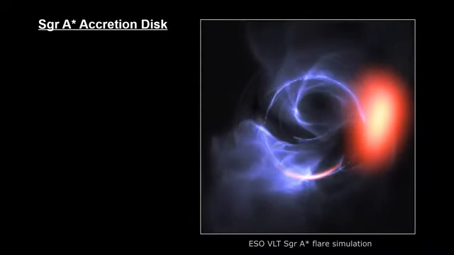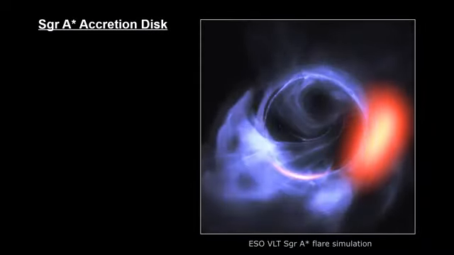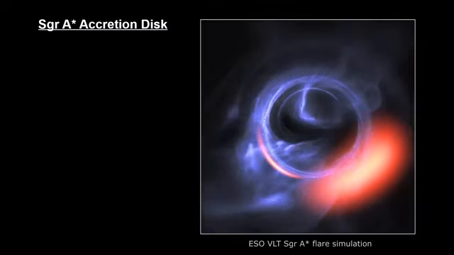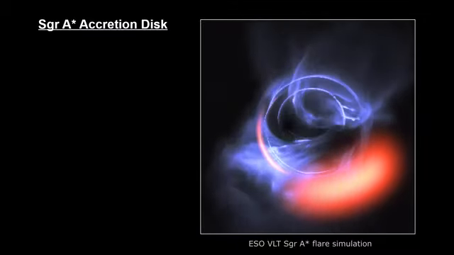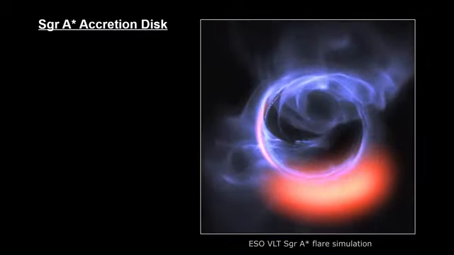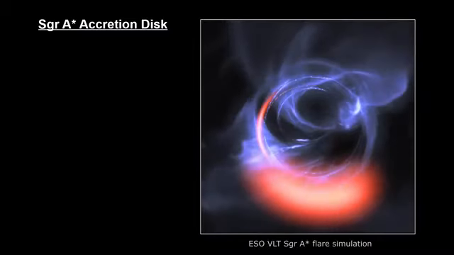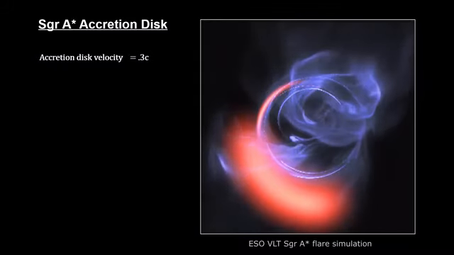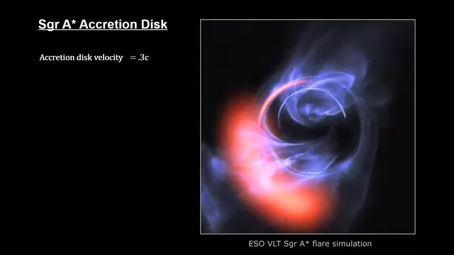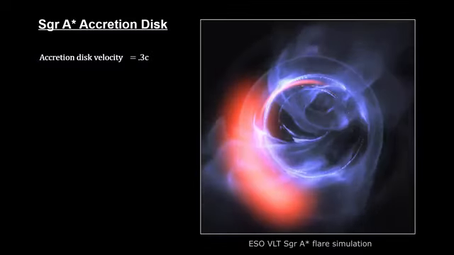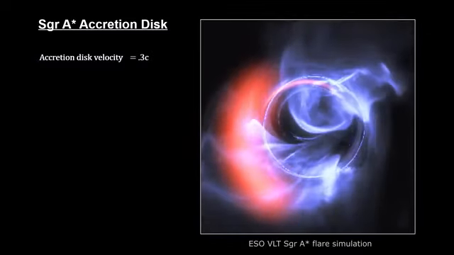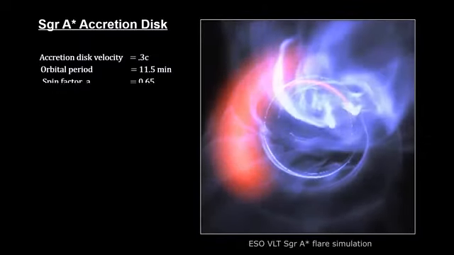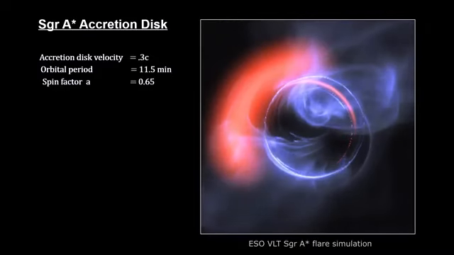In late 2018, ESO's GRAVITY instrument observed flares of infrared radiation coming from the accretion disk around Sgr A*. These flares came from clumps of gas swirling around at about 30% of the speed of light on a circular orbit just outside the event horizon. They indicate that Sgr A* is spinning with a full rotation every 11.5 minutes. This makes the 4 million solar mass Sgr A* a supermassive Kerr black hole.